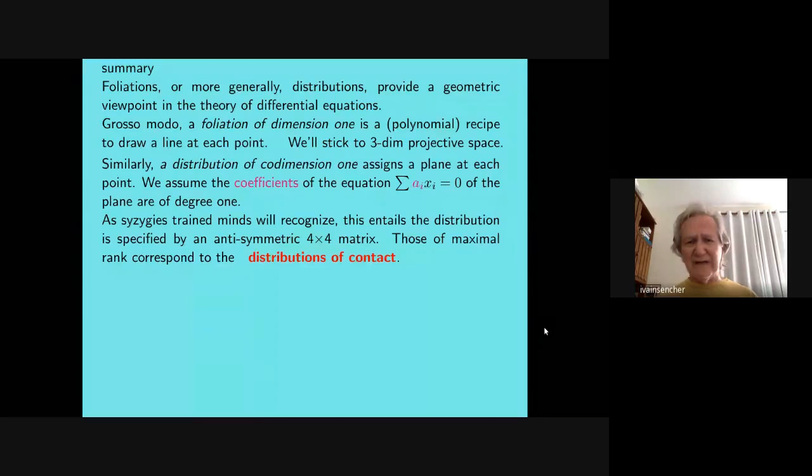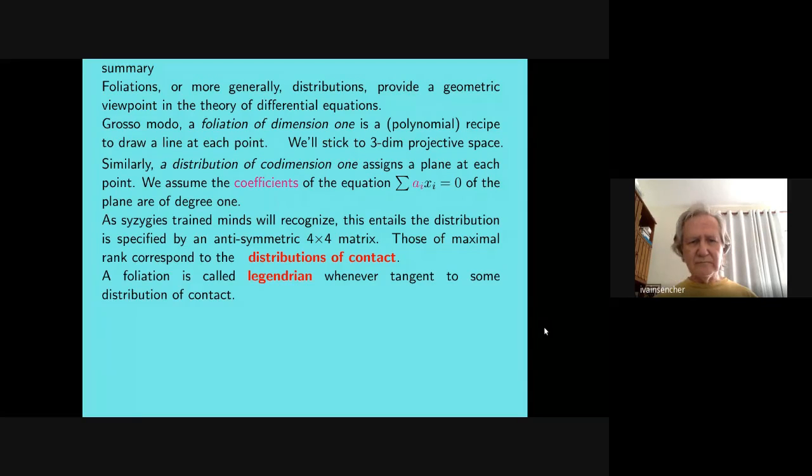I'll show in detail in a few minutes that the distribution will be associated naturally to an anti-symmetric 4x4 matrix. And those which have an associated matrix with non-zero determinant are the so-called distributions of contact. I'll be more explicit about that in a moment. And a foliation is called Legendrian when it's tangent to some distribution of contact. So you fix a distribution of planes, okay, and you give yourself a foliation of some degree, and you are interested in the condition of contact between the foliation and the distribution.